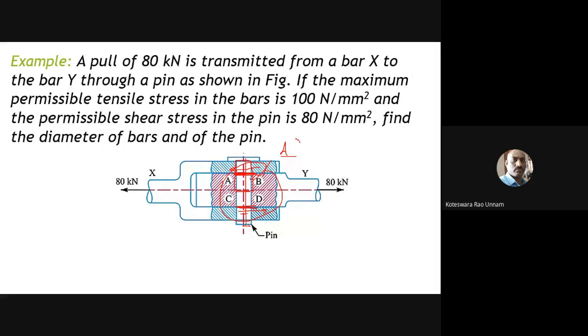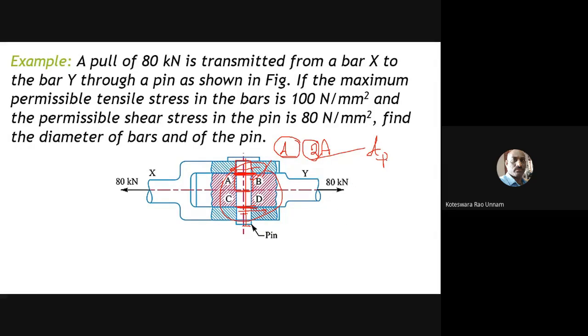So therefore, while calculating the total shearing area, you need to calculate 2A, because the pin is in double shear. So you have to take 2A. If I take dP as the diameter of the pin, then the area at this location is nothing but pi by 4 into dP square. I need to multiply that by 2, then I get the shear area.